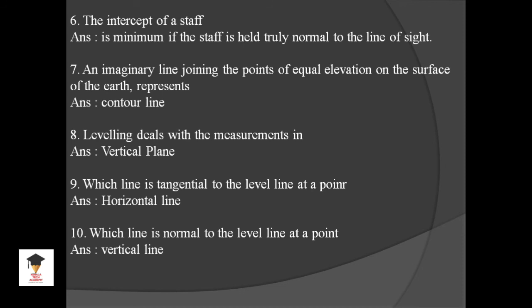Next one, the intercept of a staff is minimum if the staff is held truly normal to the line of sight. An imaginary line joining the points of equal elevation on the surface of the earth represents a contour line. Leveling deals with the measurements in a vertical plane. Which line is tangential to the level line at a point? That is the horizontal line. Which line is normal to the level line at a point? The answer is the vertical line.